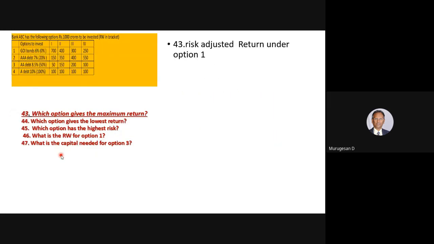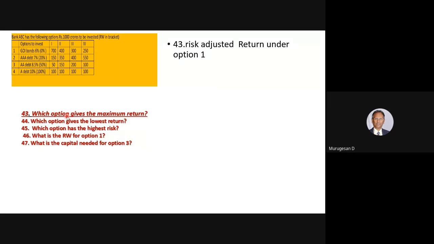This is the question very often they are asking. Your bank has got 1,000 crores to be invested. Now investment is coming, not loan. They are investing. Your bank has got 1,000 crores to be invested and there are four instruments. Four options. First option, 700, 150, 50, all 1,000 only. 400, 350, 150, 100, you total, all are 1,000 crores. There are four formulas: the first, second, third and fourth.